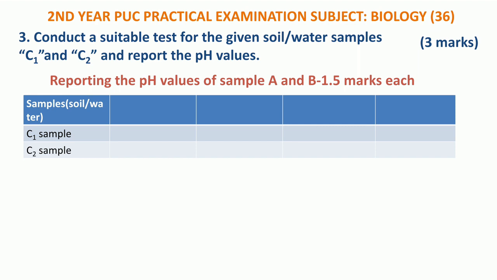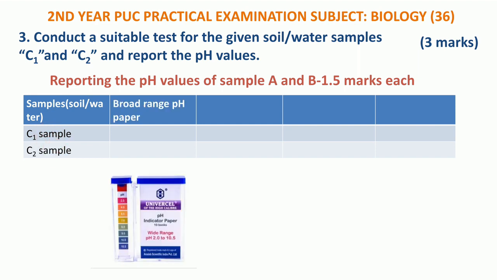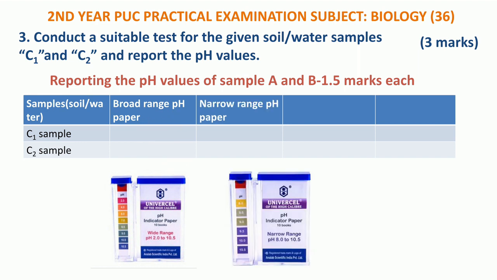So for this question, you should draw this table. In the first row, you take the samples, either soil or water, C1 and C2. With the help of broad range pH paper, you should do the experiment. After that, you will get a value, and you should mention these values here. The second one is narrow range pH paper. With narrow range pH paper, you should do the experiment with samples C1 and C2 and mention the values here.